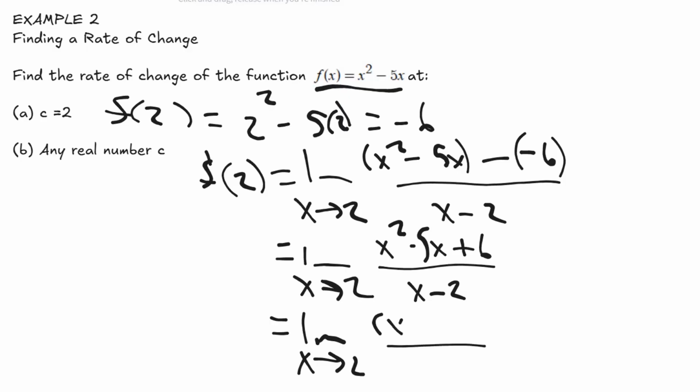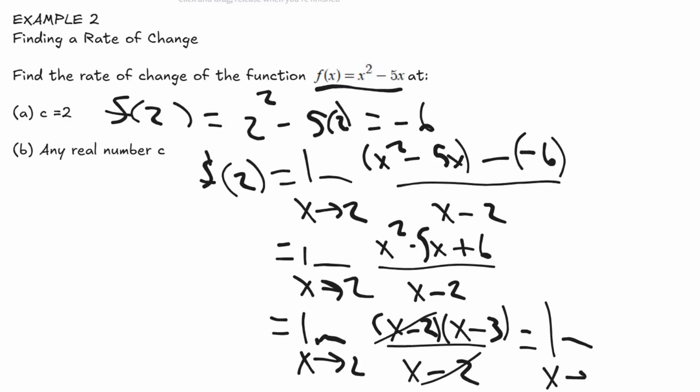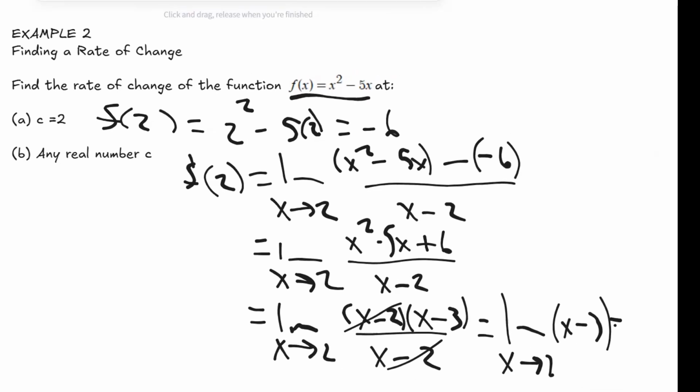The numerator is going to factor into x minus 2, x minus 3. We need factors of 6 that add to negative 5, so they both have to be negative. Over x minus 2, and we can see that the factor of x minus 2 cancels. Then we have the limit as x approaches 2 of x minus 3. We can evaluate that and get negative 1. So we would say that the rate of change of f at c equals 2 is negative 1.